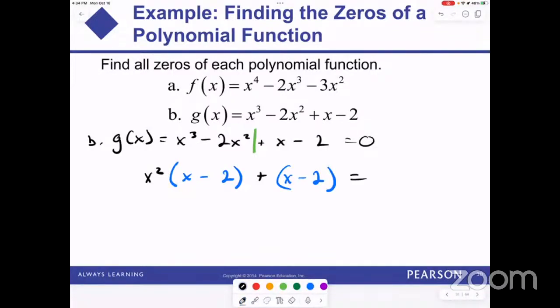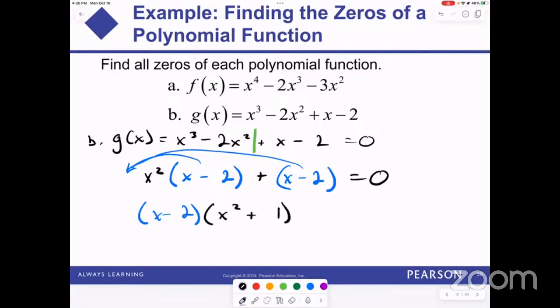So then what we want to do is those blue parts are called a common binomial factor. All right, so we want to factor out this common binomial factor. Okay, so if we move the blues to the front, then we're going to be left with x squared plus 1 equal to 0.